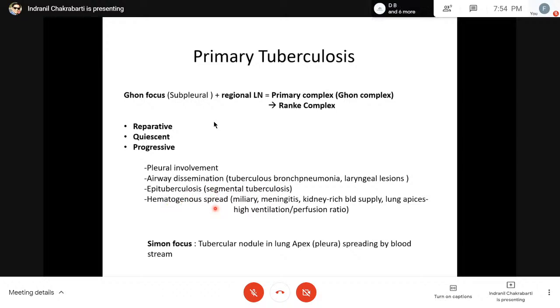Or they can spread hematogenously as miliary tuberculosis. We all know miliary tuberculosis, millet-like deposits throughout the body. They can result in tubercular meningitis. They can be lodged in kidneys or in lung apices because there is high ventilation perfusion ratio. So what is Simon focus? Simon focus is a tubercular nodule in the lung apex spreading by bloodstream from tuberculosis someplace else. So a tubercular nodule in a lung apex, part of the primary tuberculosis, is known as a Simon focus.